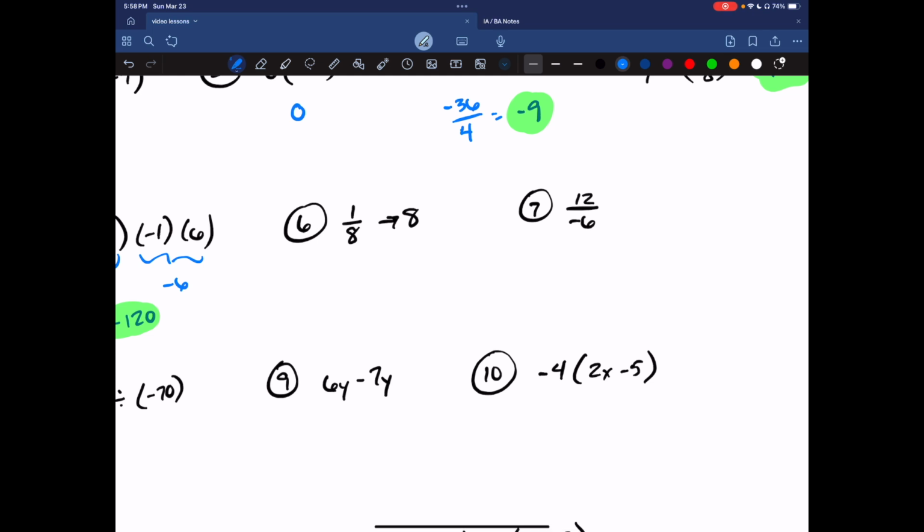Okay, on number 6, this is more of a statement or a question. It's not really any math that needs to be worked out. It's really just a concept. So how do you go from 1/8 to 8? Well, these are what we call multiplicative inverses.